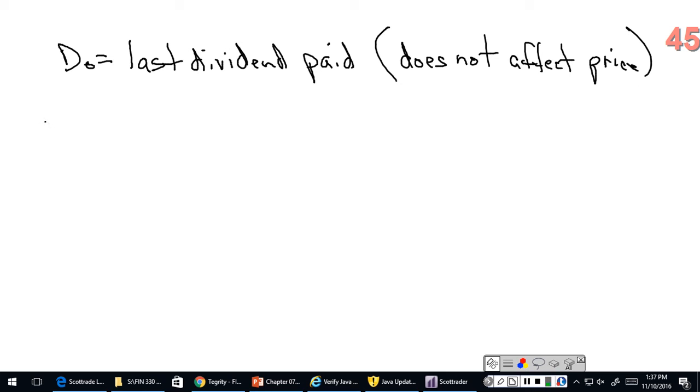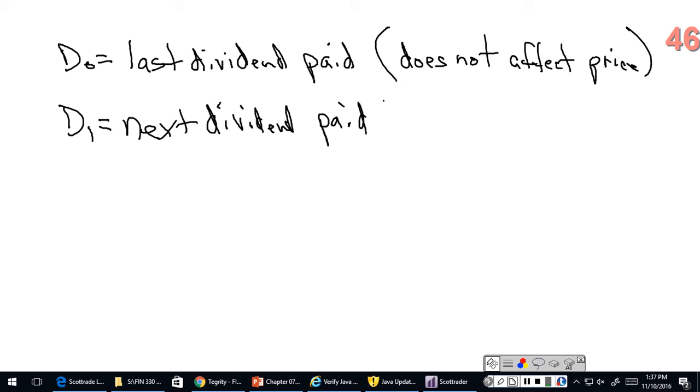Sometimes as you're reading the question, you're given D1. D1 is the next dividend to be paid, and it does affect the stock price. So again, D0, the last dividend paid, or D1, the next dividend to be paid. That's the key determination that we have to make as we're reading through a problem.